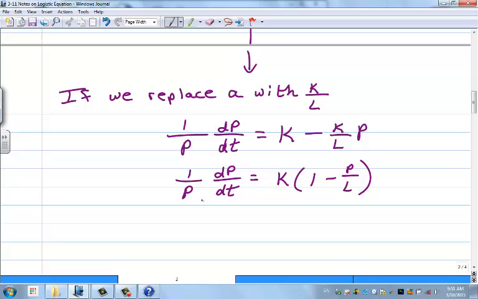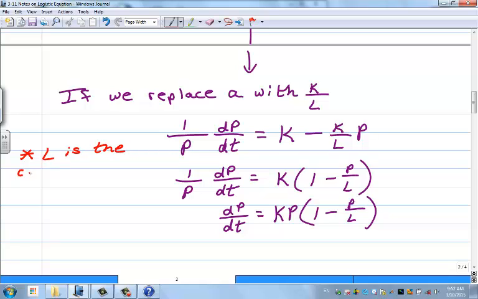Well, we're not done yet, though. Now we have to multiply through by P, so we get dP dt, the rate of growth of our population, is equal to kP times 1 minus P over L. Again, what is L? L is the carrying capacity.